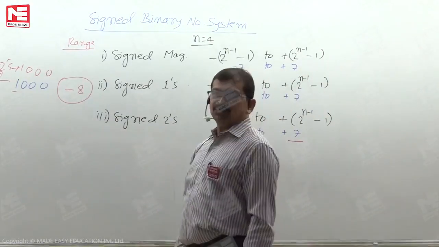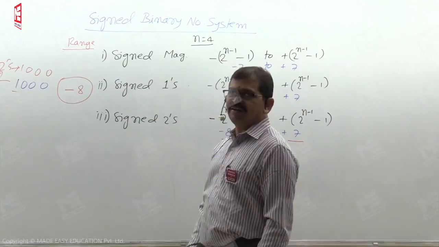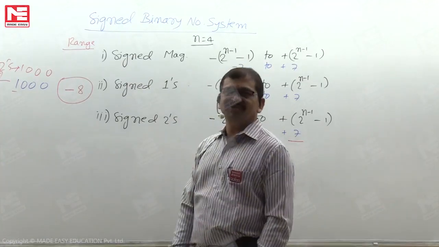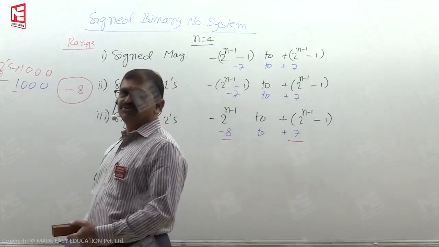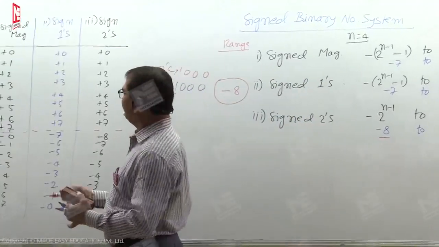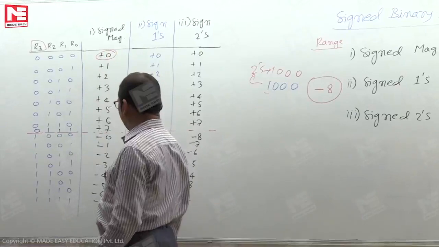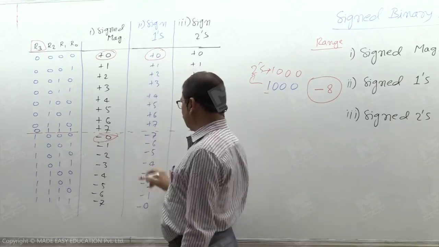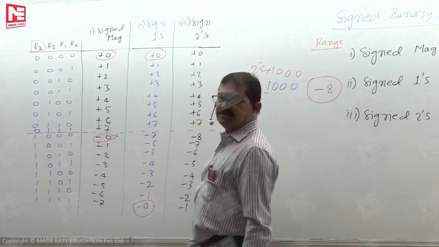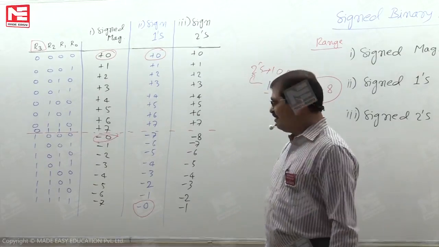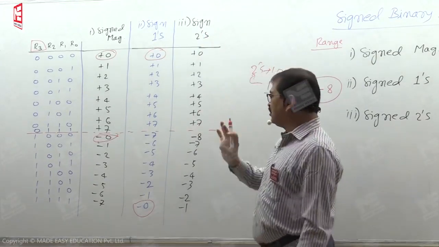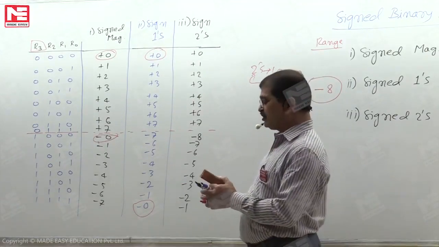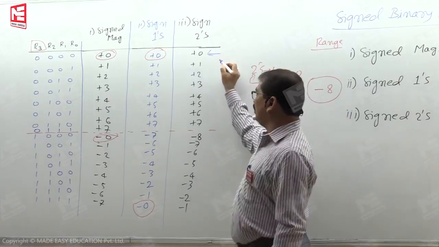With the sign magnitude and sign 1's complement notations, the binary 0 does not have a unique representation. In sign magnitude notation, the binary 0 has the meaning of plus 0 and minus 0. In sign 1's complement also we see binary 0 representation with plus 0 and minus 0. Whereas in sign 2's complement it is not the situation. In sign 2's complement we have a unique representation of binary 0.